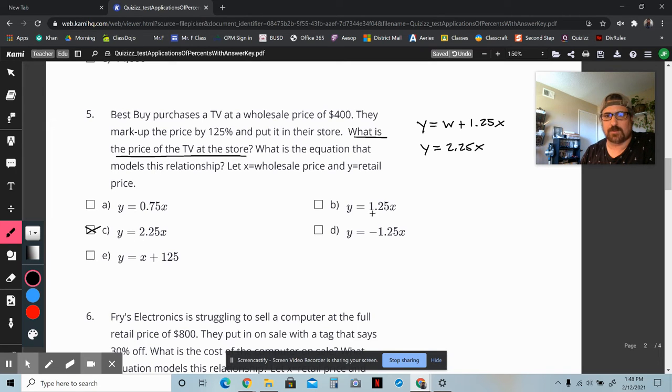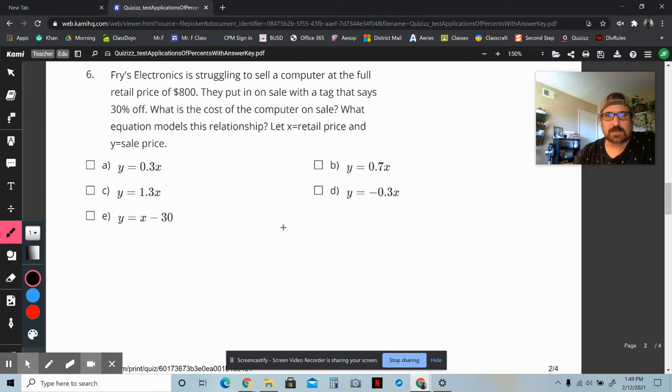A lot of you guys put Y equals 1.25x. That's not what it's asking for. It's saying, what is the price of the TV at the store? It doesn't ask you what is the profit they're making. This would be the answer for what is the profit they're making. But they're not trying to make a profit of 225%. They're selling the product for 225% of the original. What is the price of the TV at the store? That's what it's asking for.